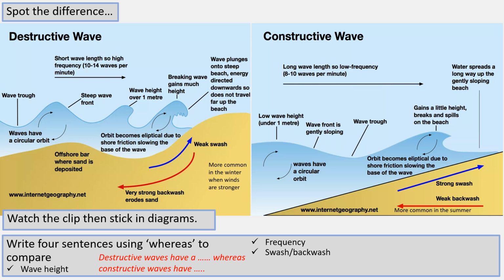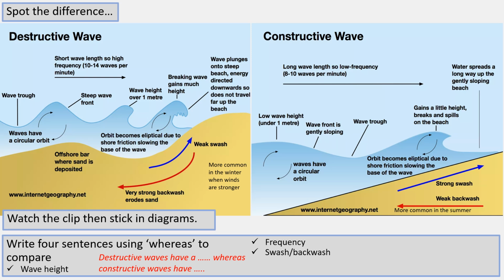Right, lovely. So answers you should have got is destructive waves have a taller wave height, whereas constructive waves have a shorter. Destructive waves have a short frequency, well, a high frequency I mean, whereas constructive waves have a low frequency. Destructive waves have a weak swash, whereas constructive waves have a strong swash. Destructive waves have a strong backwash, whereas constructive waves have a weak backwash.